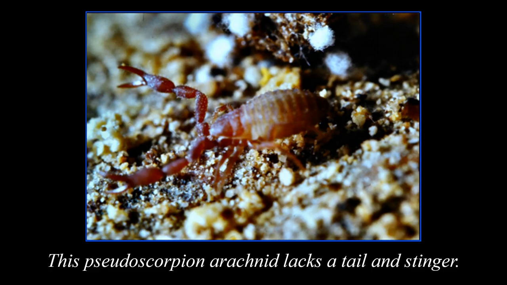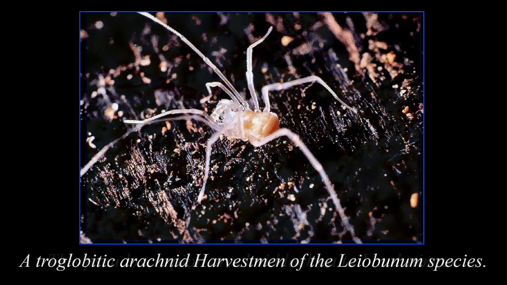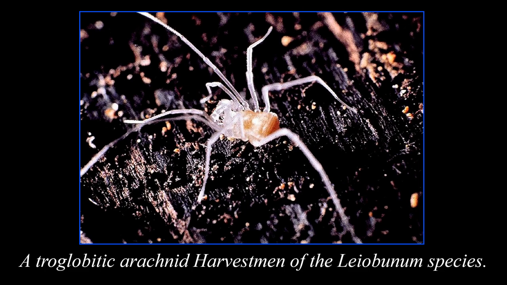Pseudoscorpions are micropredators, and play a vital role in cave ecosystems, helping to regulate populations of cave-dwelling mites, springtails, fungus gnats, and small insects. Their presence indicates a healthy microfaunal community and stable humidity levels. This arachnid is likely a troglodytic harvestman of the Liobunum species.